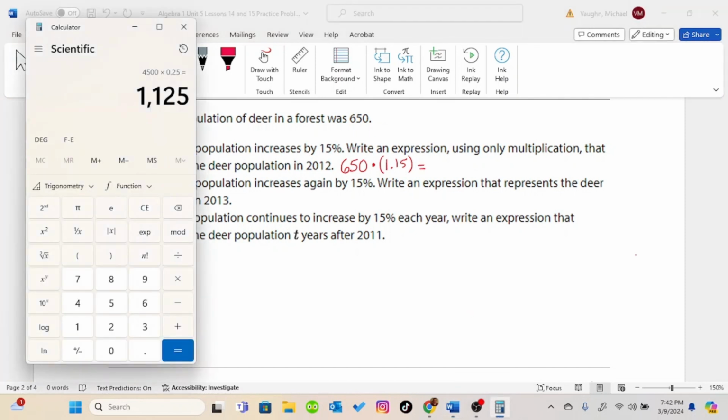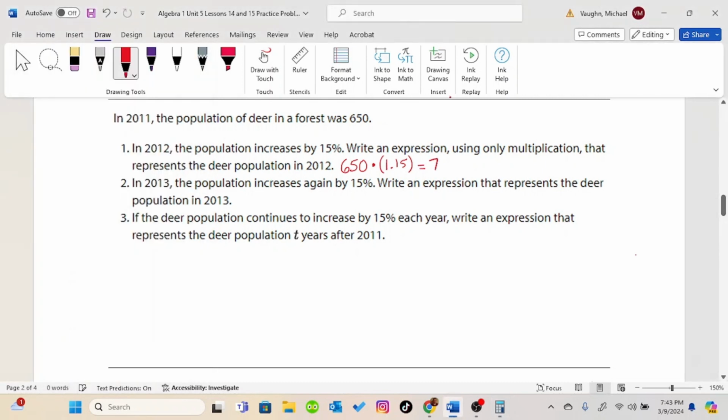And if we put that into a calculator, 650 times 1.15 equals 747.5. But we're talking about deer. You cannot have a half of a deer, so we'll just leave it at 747 deer.